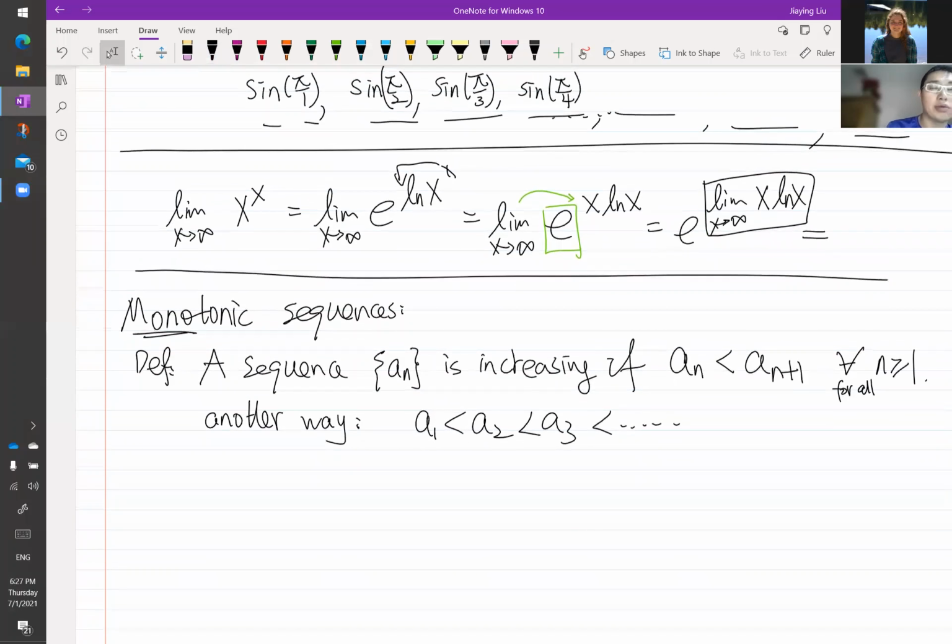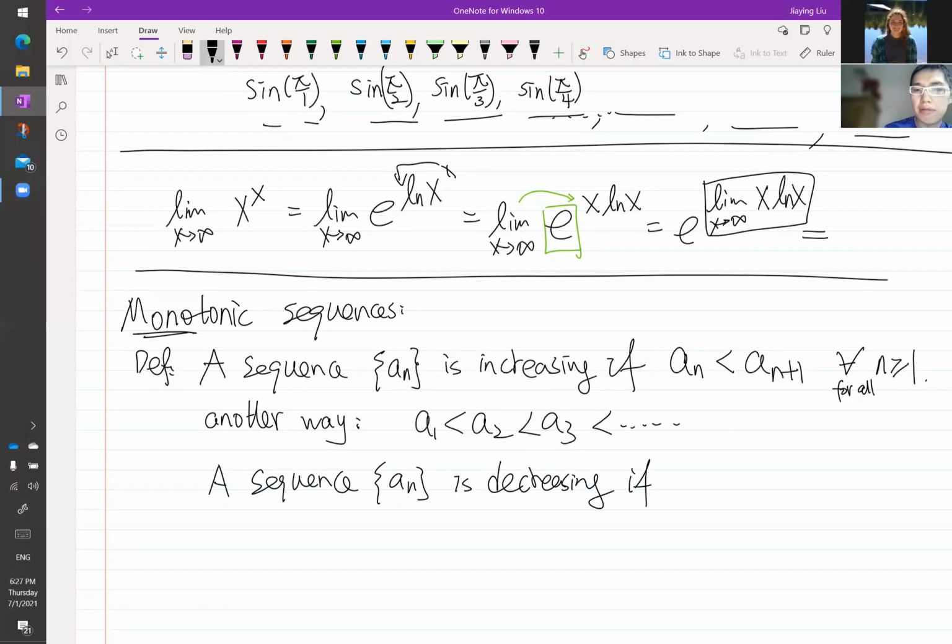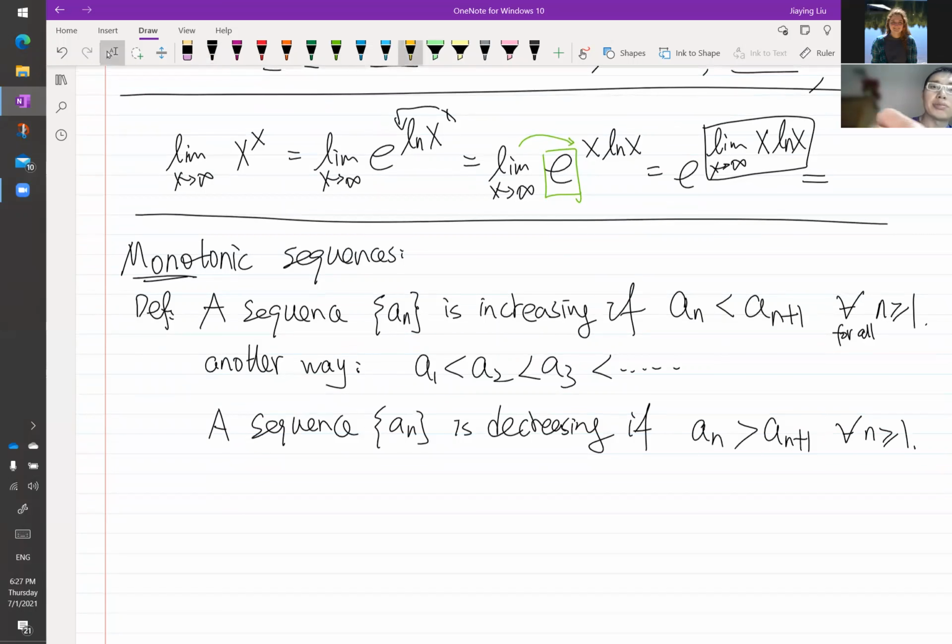And obviously you can write down the one for a decreasing sequence. A sequence a_n is decreasing if a_n is greater than a_(n+1). So a_n is bigger than the element that's coming after it for all n greater or equal to 1. So that's a sequence being increasing and decreasing.